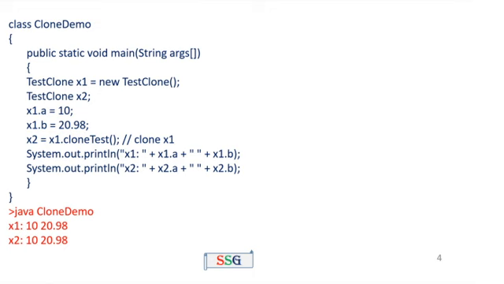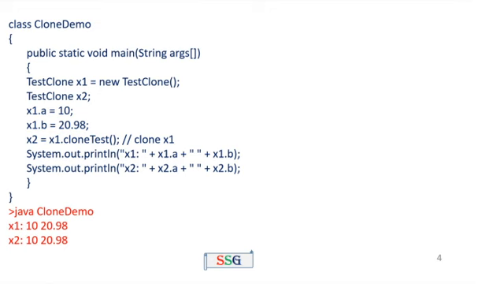Next, x2 is equal to x1.cloneTest. That means the control transfers to the cloneTest function. Inside the cloneTest function, we call the superclass, that is the Object class clone function. That means it creates a duplicate object. Now x2 is equal to x1. All the content of x1 is copied to x2.